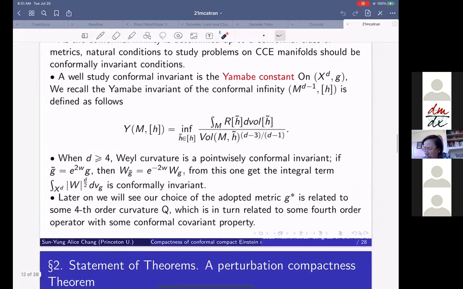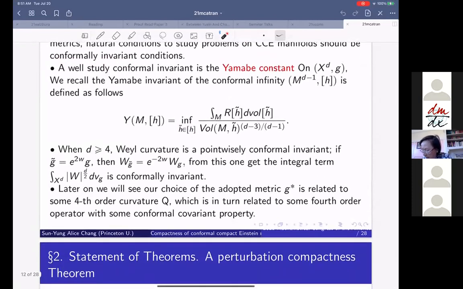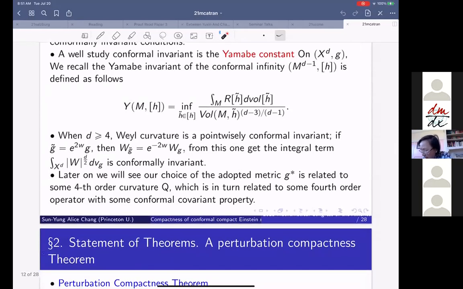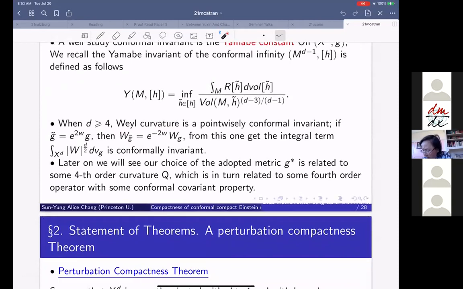But there are other conformal invariants which one can study. The Yamabe invariant is one, which we call a second order invariant, because scalar curvature is a second derivative of the metric. But then there are other invariants. One invariant is the Weyl curvature. Weyl curvature turns out to be a pointwise invariant. That is, if you change g to eta equal to e to the 2w g, then the Weyl tensor for eta is e to the minus 2w times Weyl g. And from this, one also concludes that on a d-dimensional manifold, the integral of |W|_g to the d over 2 power dV_g is a conformally invariant quantity. So we have another conformal invariant constant.